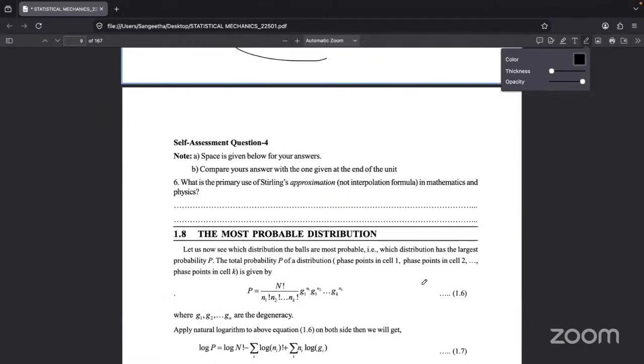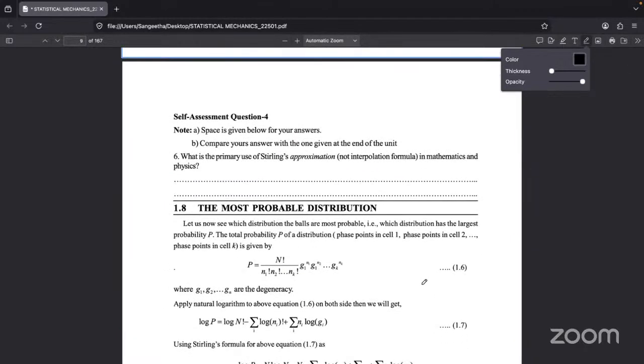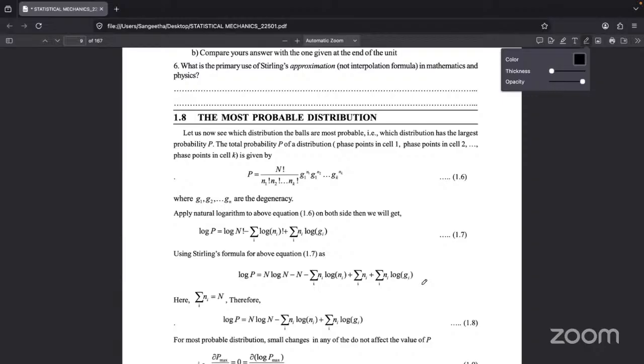What is the next topic? Next topic is the most probable distribution. What is the most probable distribution here? Here I am concentrating on the total probability. Let p be the probability. I am concentrating on total probability p distribution for different point cells. Actually, what is a point cell? This is a whole space.